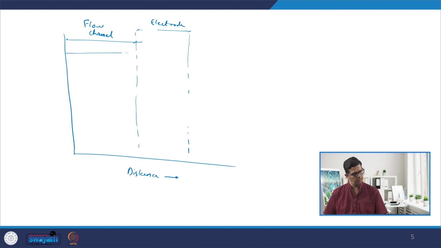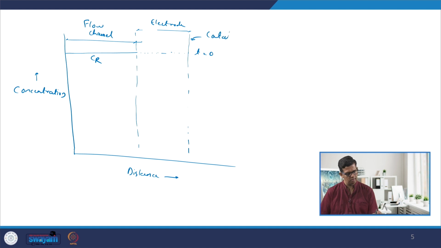So, let us take the concentration on the y axis, and this is my CR, the bulk concentration of the reactant species. It is equal to the same value at the electrode surface itself when T is equal to 0. In other words, when we are not drawing any current from the fuel cell, the concentration at the triple phase boundary is also the same as that of the bulk concentration. So, this is my catalyst layer.